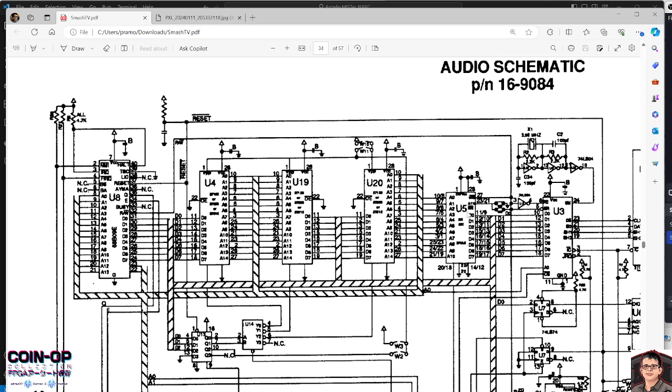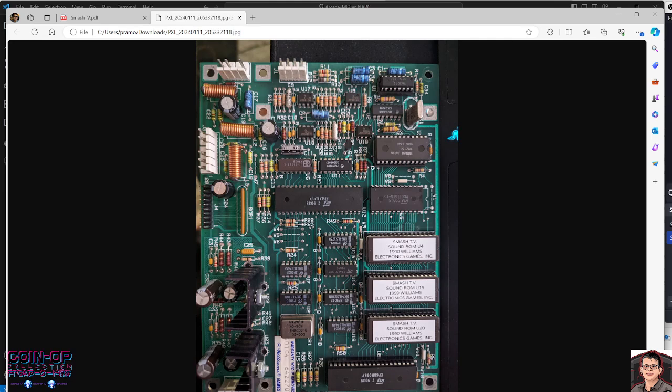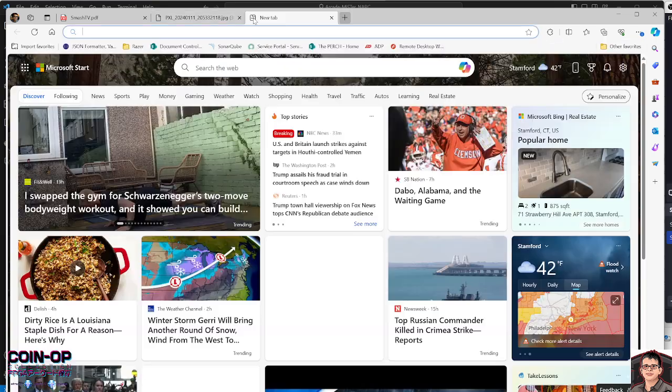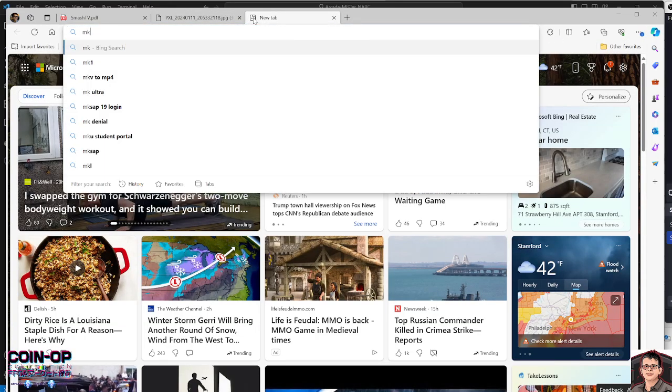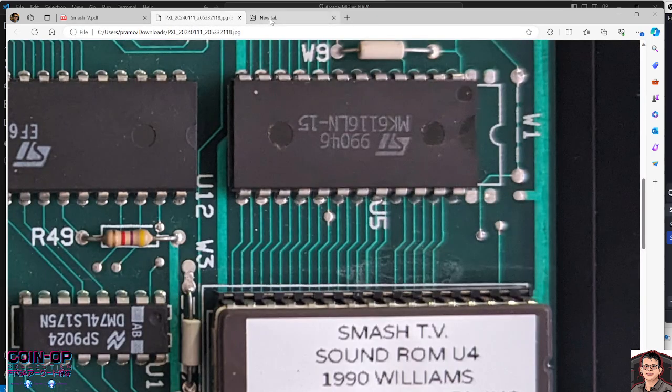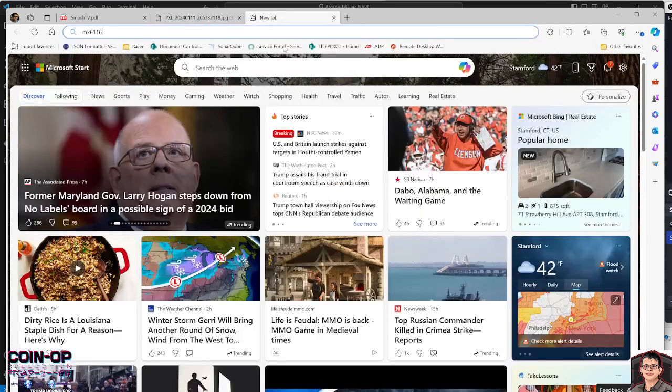Let's see what U5 is. So U5 is what? U5 is an MK6116LN-15. So I would go on Google and I would search for MK6116LN-15.